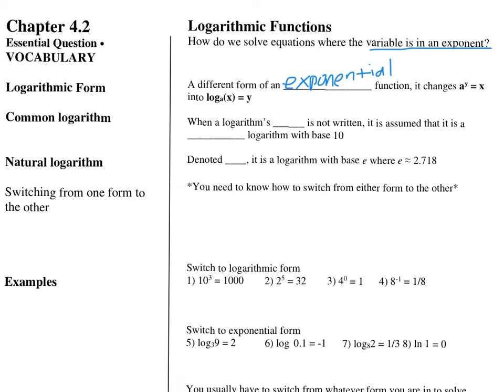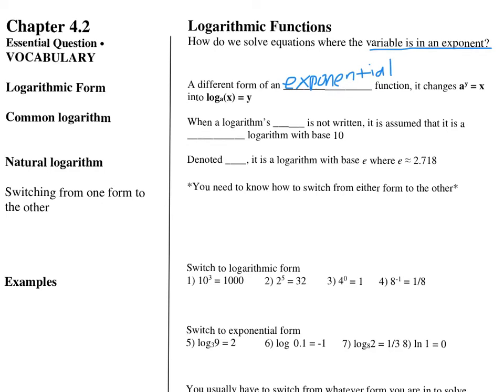We got our equal sign in there. And then if we switch that into the logarithmic form, we write the word log, and then there's a subscript base, which is the same as the base over here. And then what's in there is x, so that kind of switches from being away from the a to being close to it. And then the y is all by itself. So we're going to practice that a lot today as we move forward.